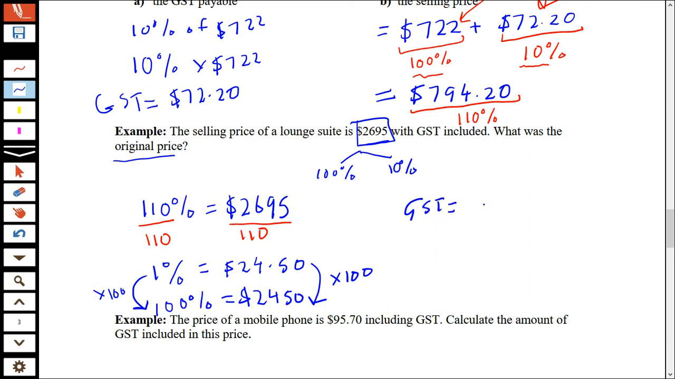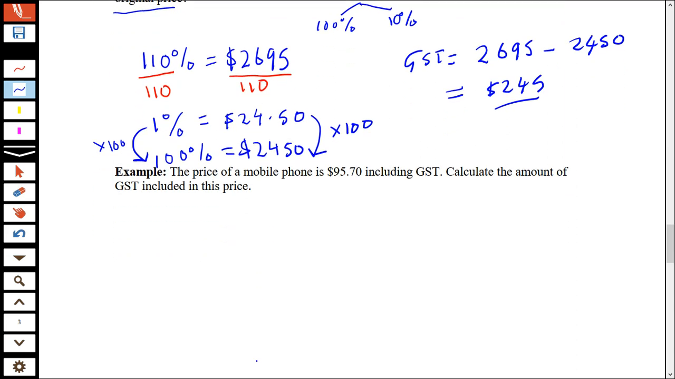Now, if you wanted to calculate how much the GST was that is paid, all you'd have to do is take the GST inclusive price. This is not part of the question, but you could work it out, minus the original price. Okay, so if we work that out, 2,695 minus 2,450, that's $245. Okay, so in that $2,695, 245 of that is GST.